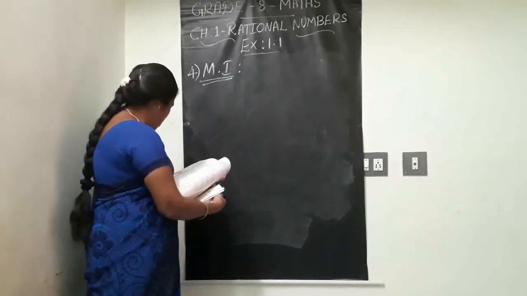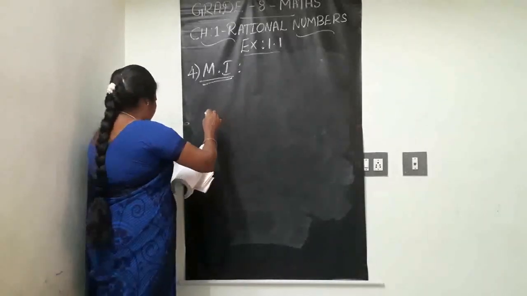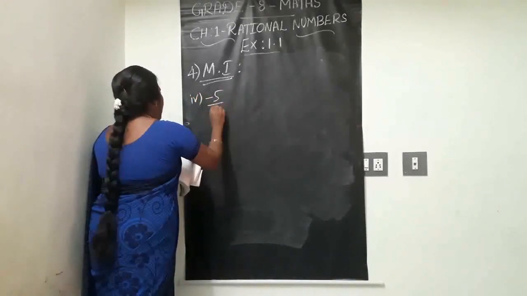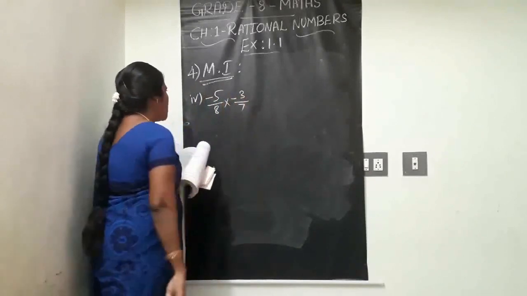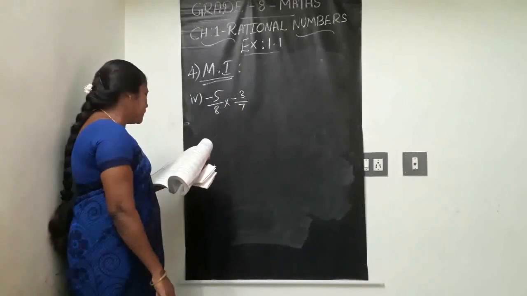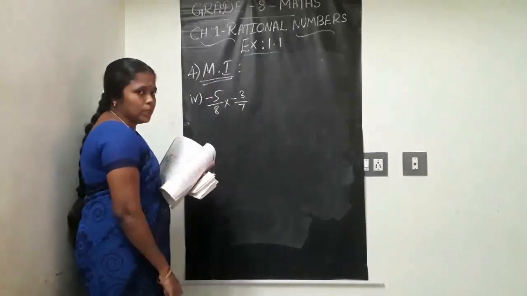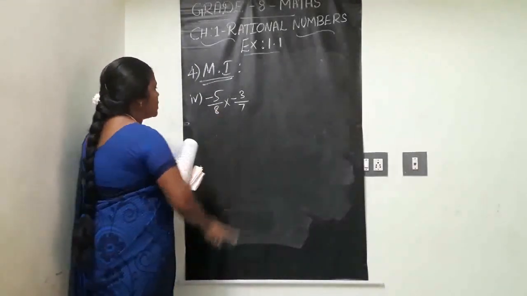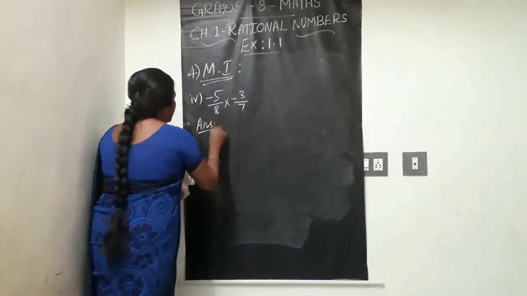See, next one more question I am solving. Fourth one I am putting. Minus 5 by 8 into minus 3 by 7. The product notation itself is given. Minus 5 by 8 into minus 3 by 7. We have to find its reciprocal, that means the multiplicative inverse. What to do? As it is, do we have to change? No. First of all, we have to simplify the given question.